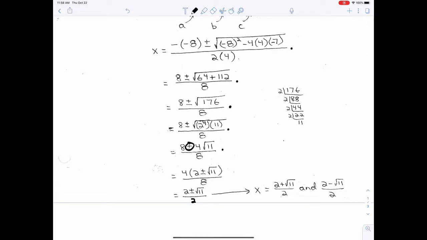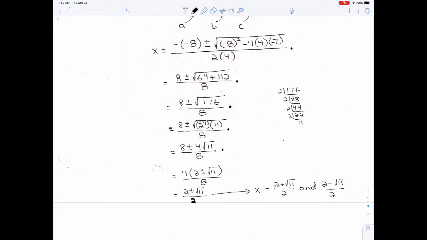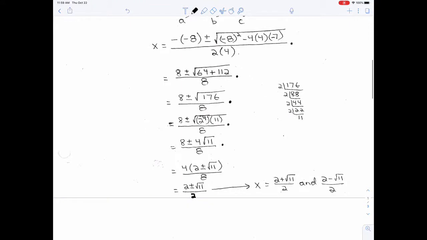Can I cancel the 4 and the 8? No, you may not. Why not? Because there's a plus or minus, so you just can't cancel. Remember, any shortcut you want to take, if you see a plus or minus, you can't do it. But what you can do is factor a 4 out of the numerator, and now you can cancel the 4 and the 8, leaving you with 2 plus and minus square root of 11 all over 2.